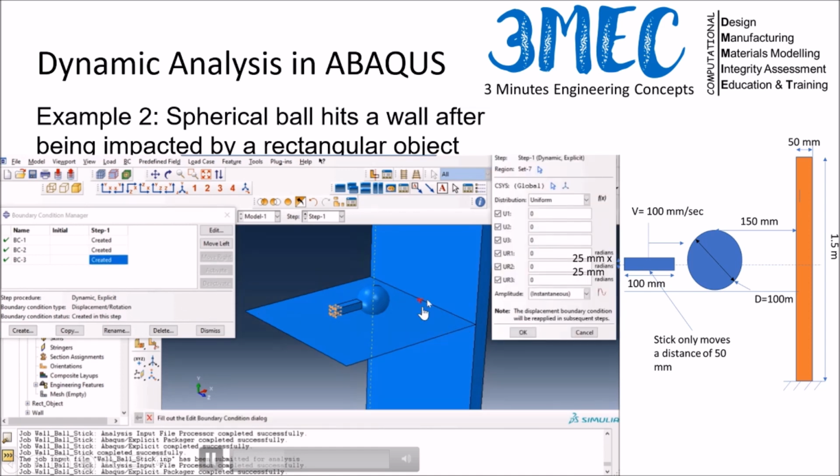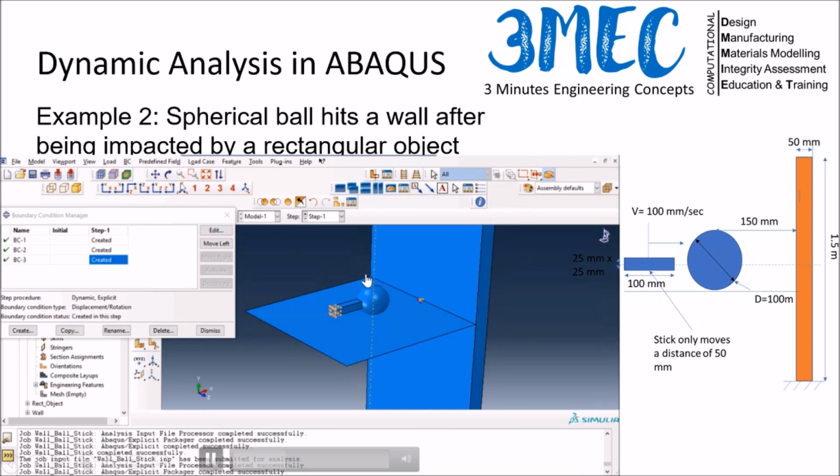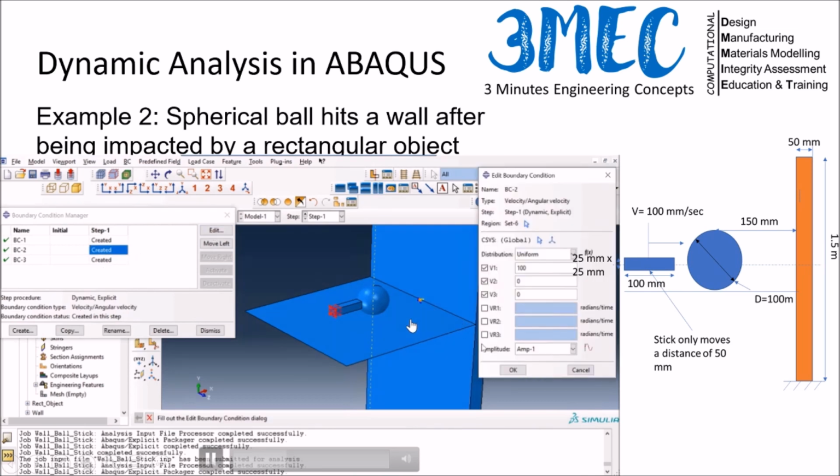While the last one is basically the rigid surface. Here I have created a reference point and I am fixing that reference point in all directions, so this means my floor will not move at all.